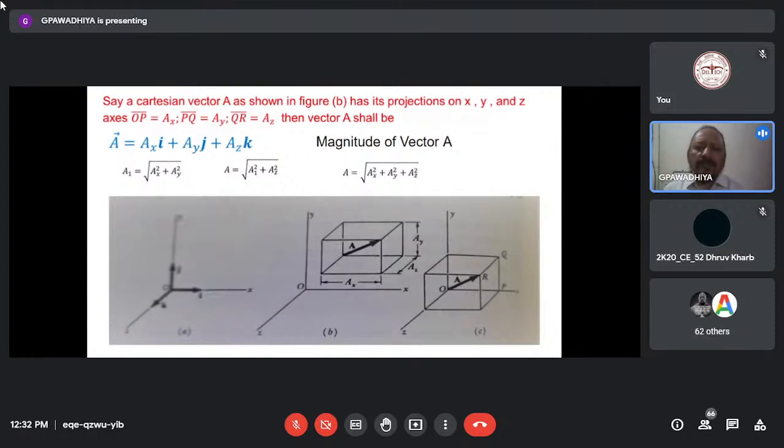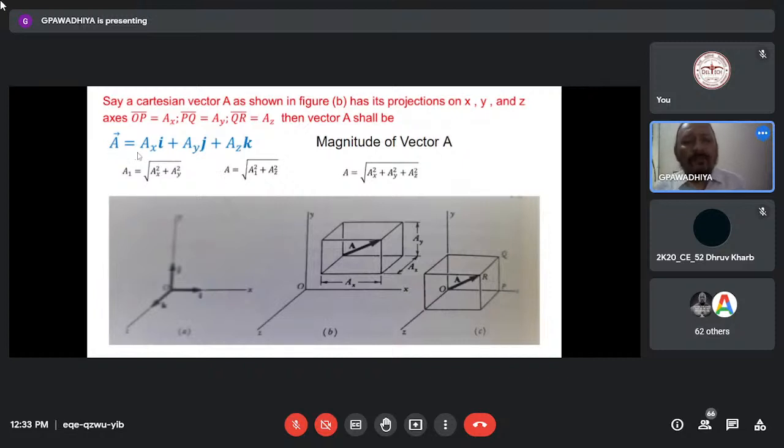So here, say we have a vector A. This box has been drawn just to represent this parallelepiped diagram, just to represent this vector's components. So along x-axis, its projection is Ax. Along y-axis, it is Ay, and along z-axis, its projection is Az. That is the component. So OP here is Ax, PQ is Ay, and QR is Az.